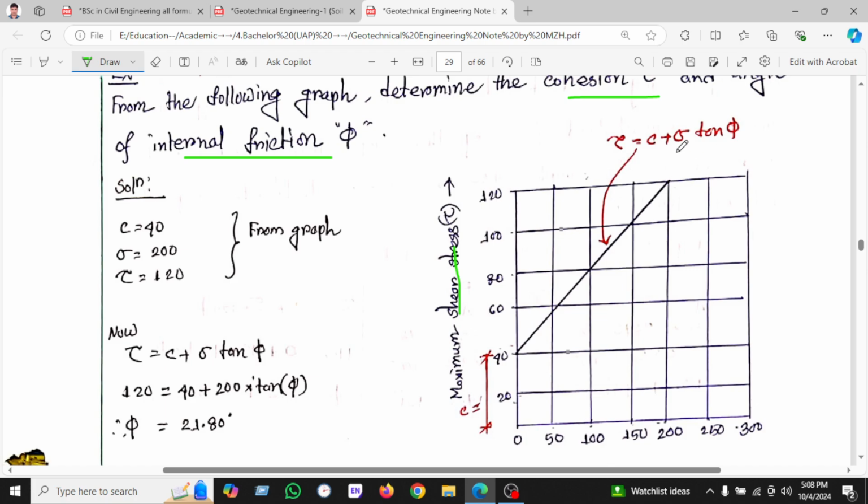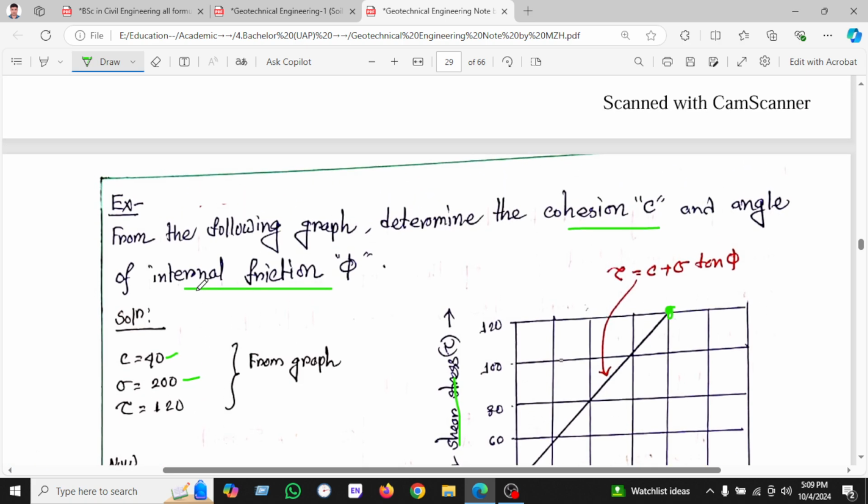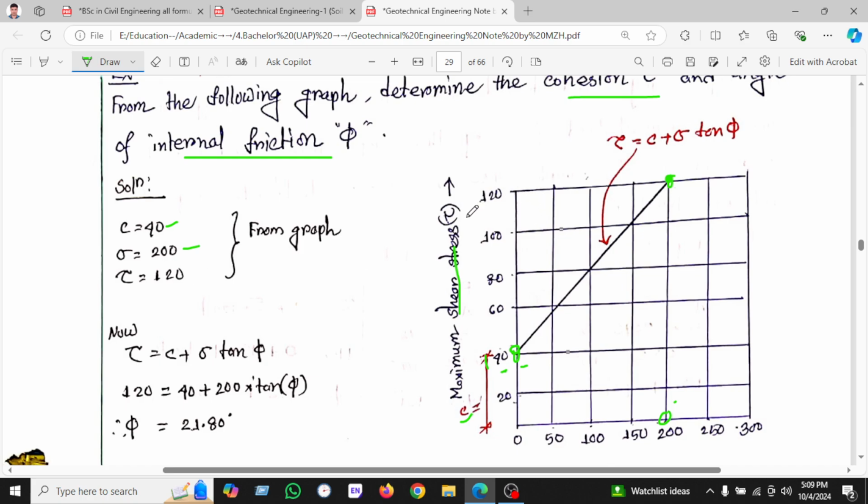So the data we have found: tau equals C plus sigma tan phi. We found C is 40, and tau equal to 200 we have found. The graph ends here, so that is where we have found tau, and C is found at 40 and 20, and stress is found 40, and tau will be 120. I will get 120. This is our maximum value of stress, there is a 120.